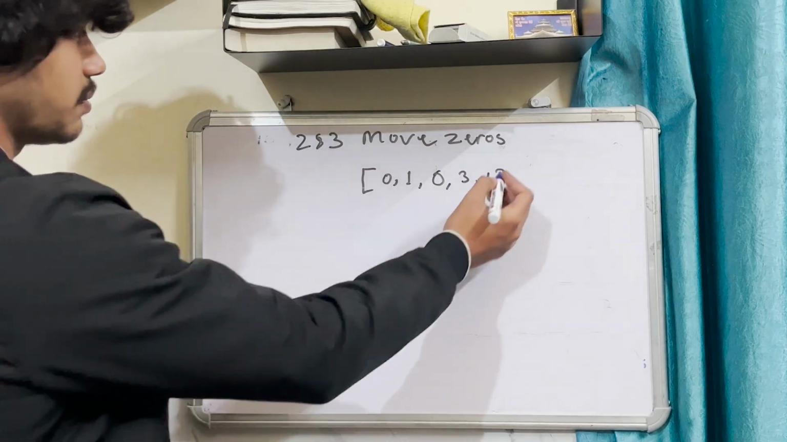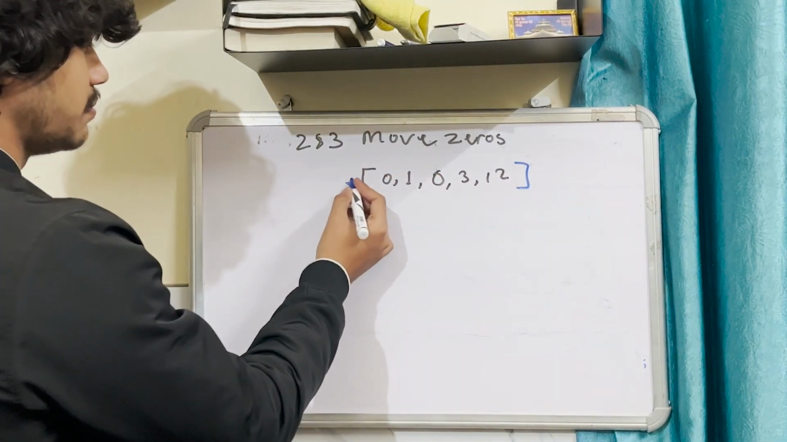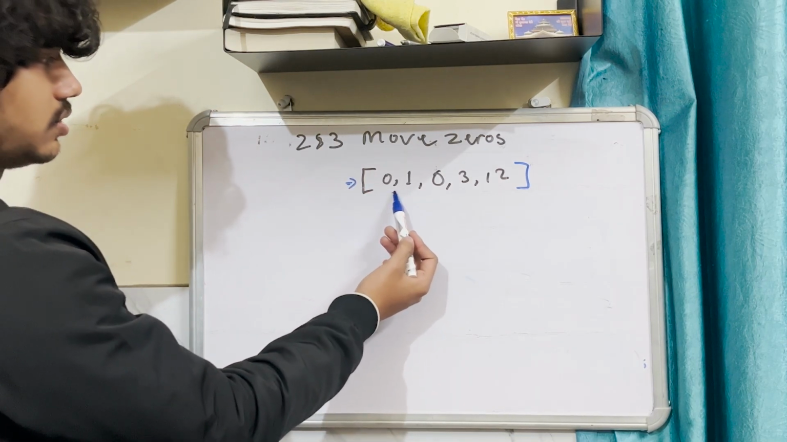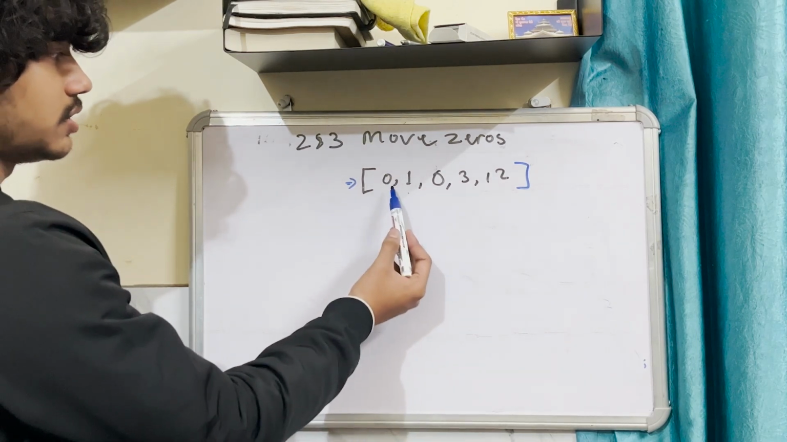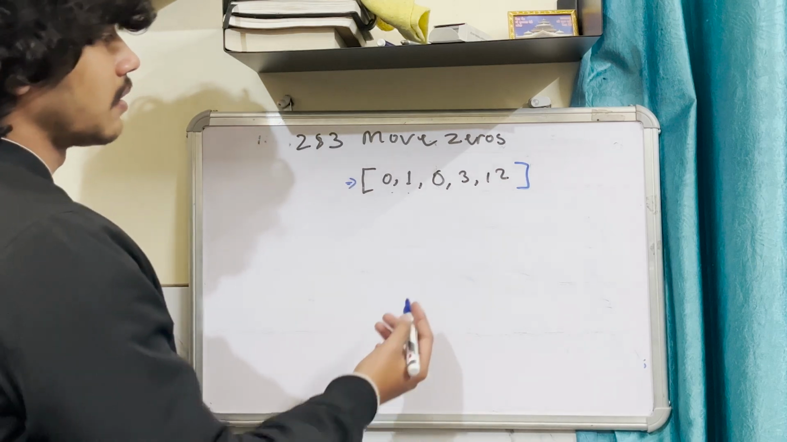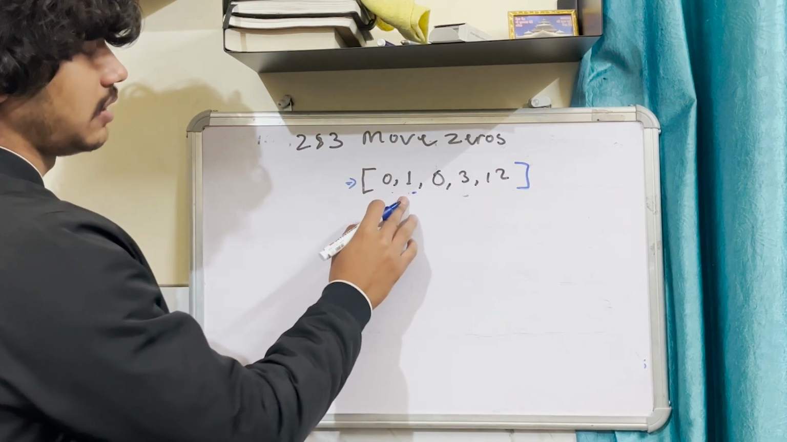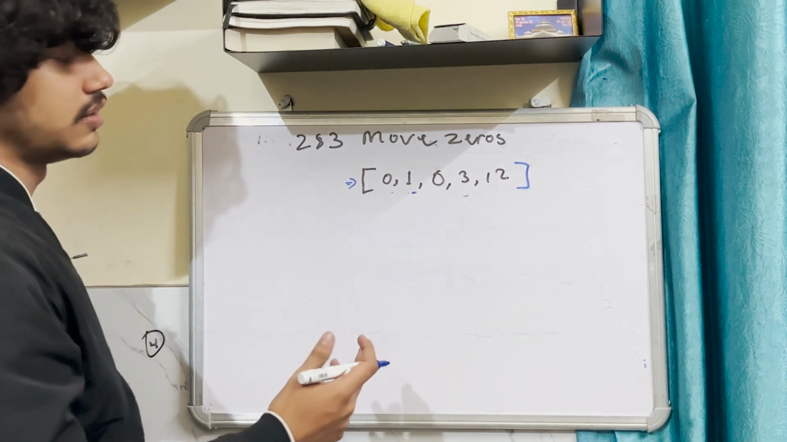We are going to discuss problem number 283, which is Move Zeroes. The problem is pretty simple. We are given some array, for example 0 1 0 3 12, and what we have to do is shift all the zeros to the right-hand side of the array, and put all the non-zero elements up in the front such that the relative order doesn't change.